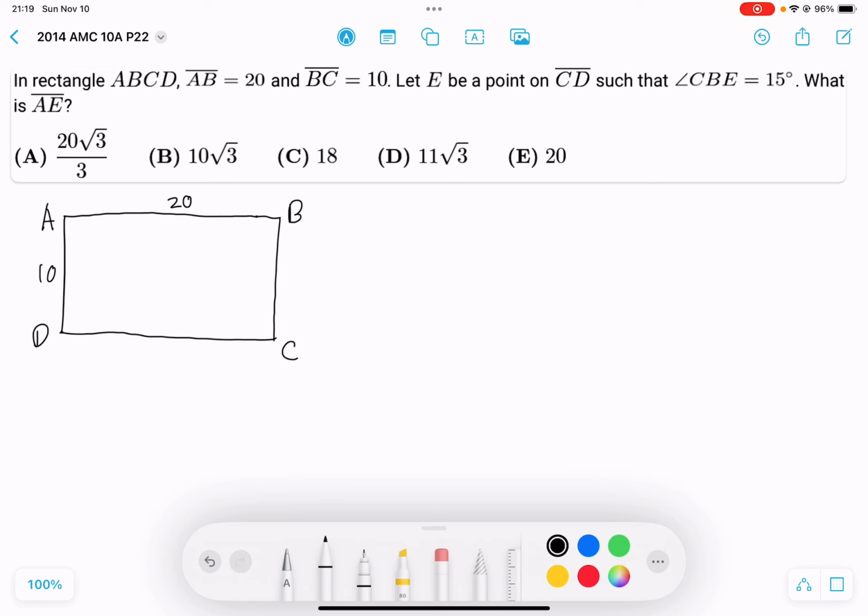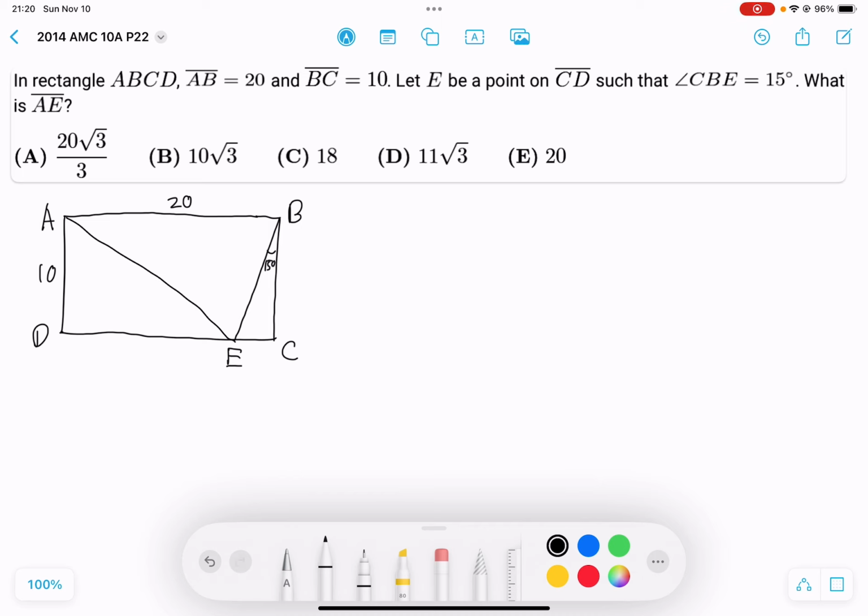Okay, and we want E to be a point on CD such that angle CBE is 15 degrees. So if angle CBE is 15 degrees, E is around over here, and that would be 15 degrees. And it says, what's AE? So let's draw AE as well.